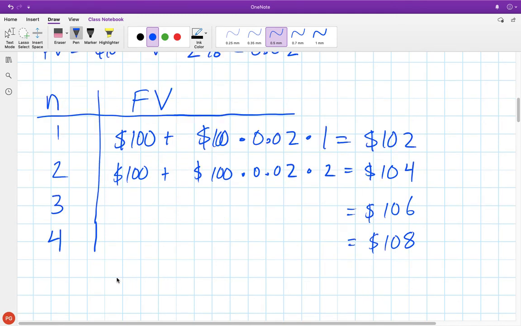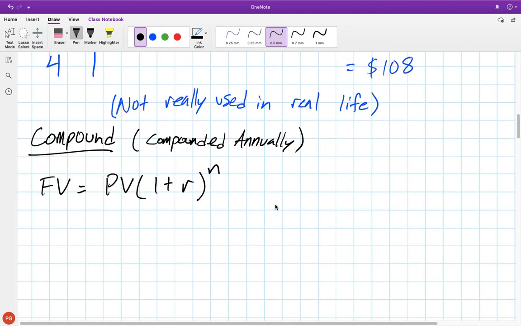Now I want to make a note about simple interest. This is not really used in real life. Most of what is used in the real world is compound interest. For compound interest, the first example we're going to do is compounded annually, so that means we're recalculating our interest every year. And this is our equation, future value equals present value times 1 plus our interest rate to the power of the number of years.